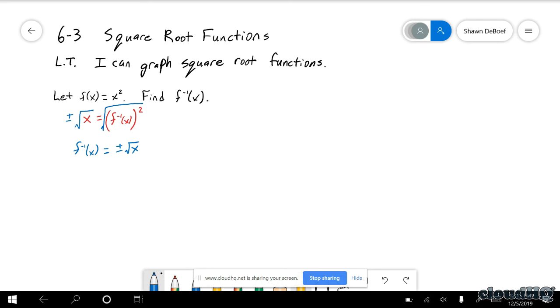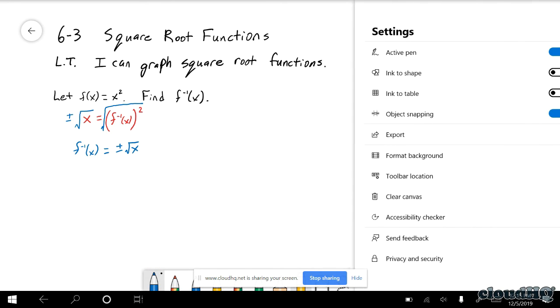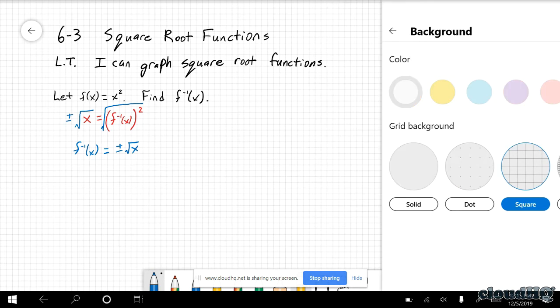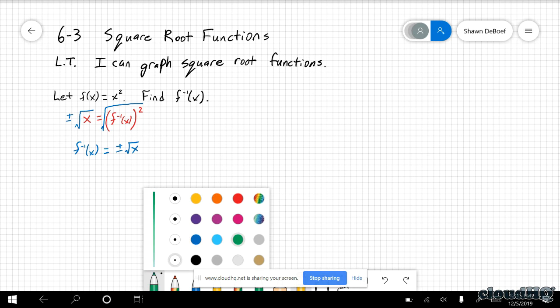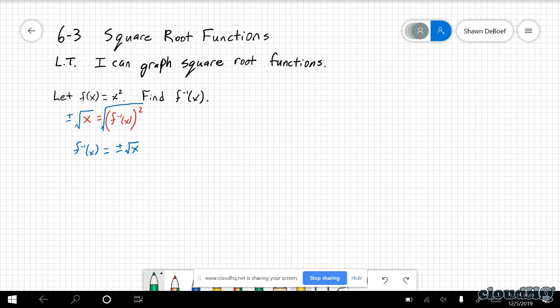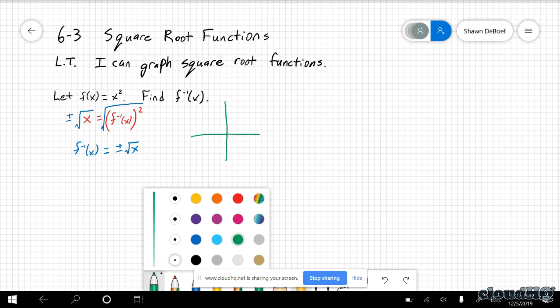So what we also did, I looked at a little bit in that last section, was we took a look at the graphs of them, and how they compared. So let me do that real quick. Let me actually give us a little graph background. Okay, so let's sketch that f of x.